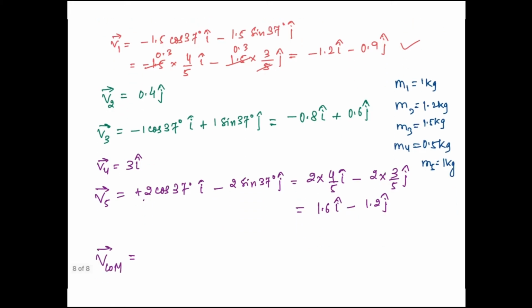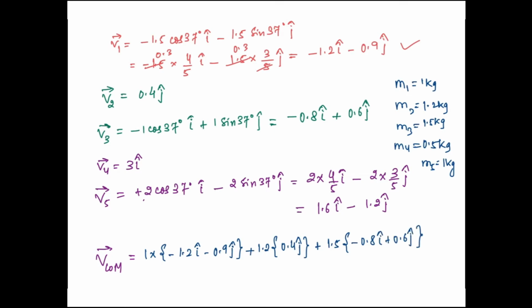and the value of m5 is 1 kg. Now if we put here m1, that is 1 into v1, that is equal to minus 1.2 i cap minus 0.9 j cap, plus the value of m2, that is 1.2 into 0.4 j cap, plus the value of m3, 1.5, and the value of v3 is minus 0.8 i cap plus 0.6 j cap.